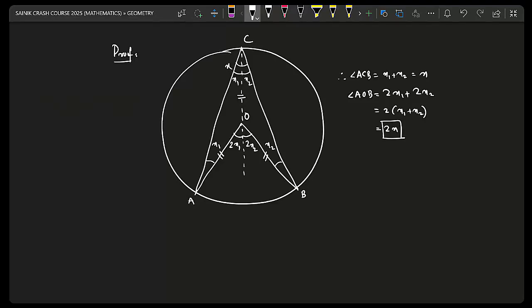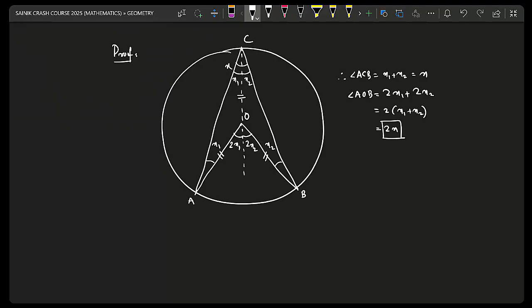See, x is divided into 2 parts. We called them x1 and x2, right? So x1 plus x2 is going to become x, right? Yes, sir. 2x1 plus 2x2, I can take 2 common, 2 into x1 plus x2. But x1 plus x2 we already called x. So AOB became 2x, right? So the central angle is 2 times the other angle.